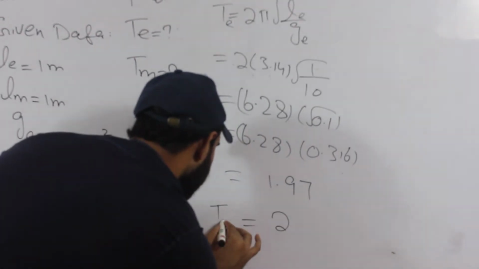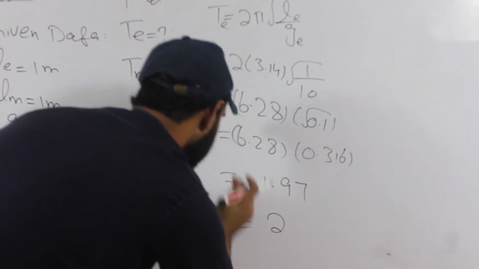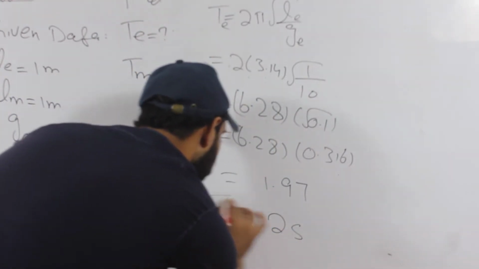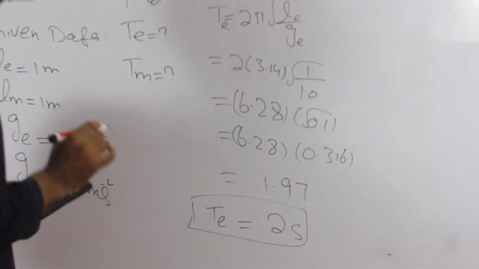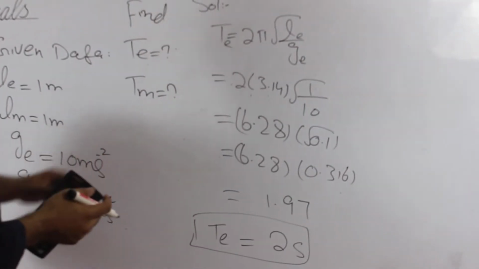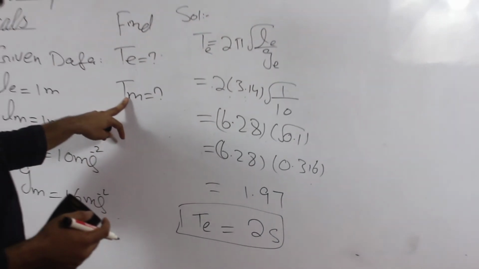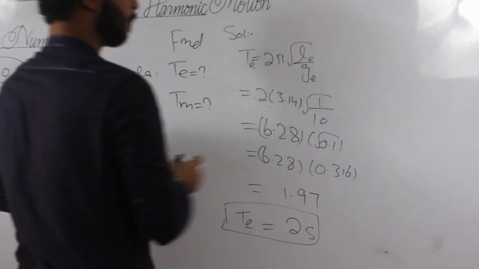We had to find the time period on the earth, and the SI unit of the time period is second. So this was the value that we had to find for the time period on the earth. Now we are going to find the second thing, the time period for the moon.